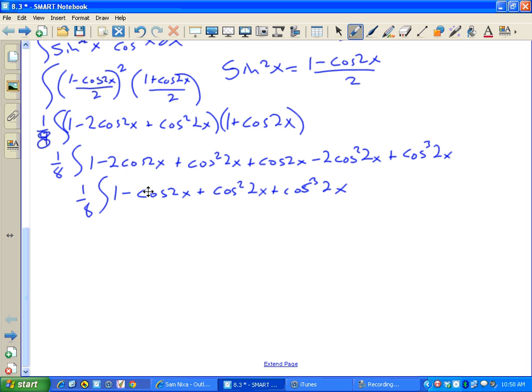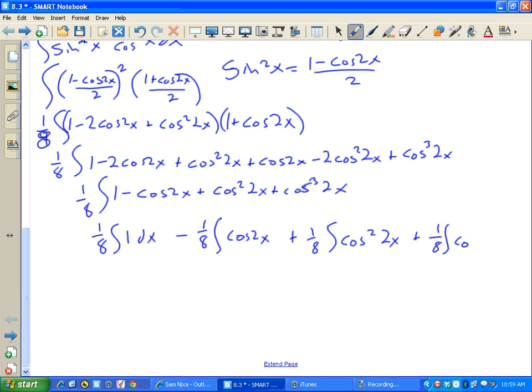Now I can start splitting my integral up and integrating each piece. So 1/8 this integral minus 1/8 this integral plus 1/8 this integral plus 1/8 this integral.